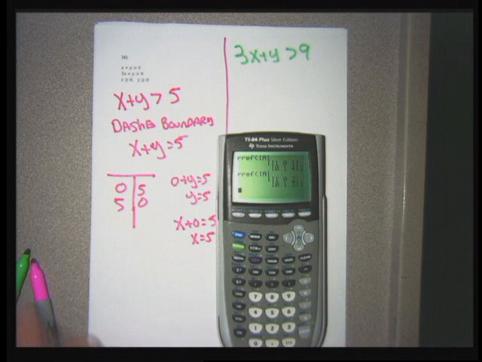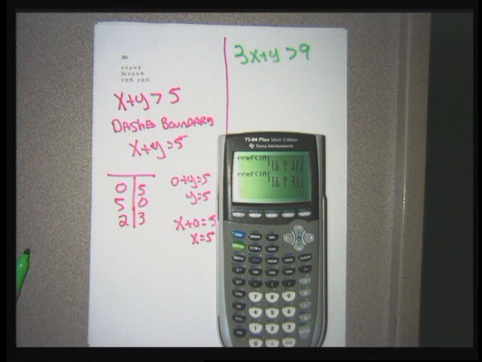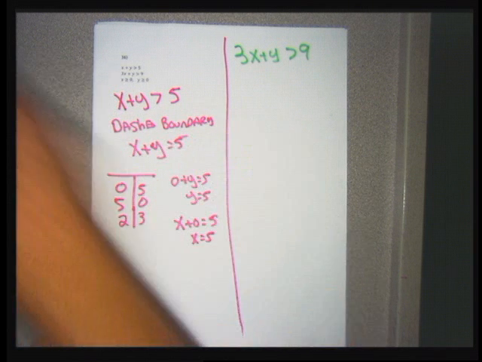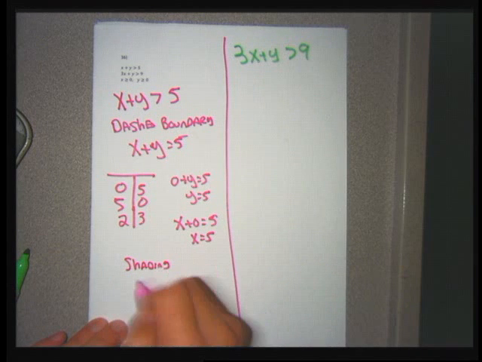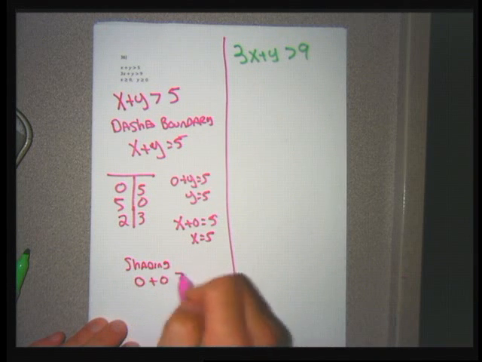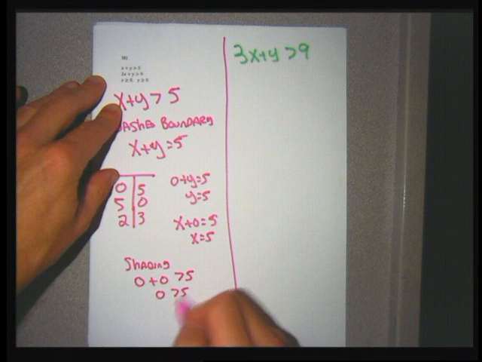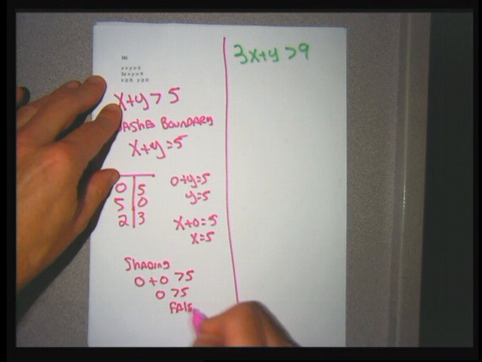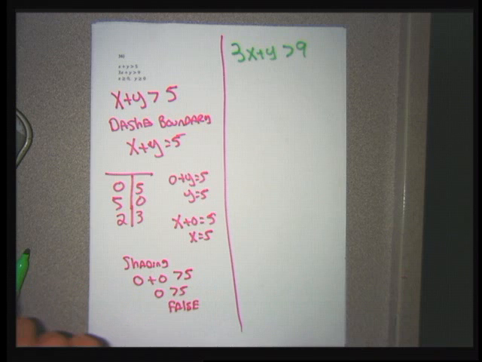And those intersect at the point 2, 3. So when I graph the pink, I'm going to graph 0, 5, 5, 0, and 2, 3. And for the shading, this is going to be shading up as opposed to down. So I'm going to go 0 plus 0 is greater than 5, plugging in zeros for the x and the y. And that tells me that 0, 0 is the false side of the line, and the side that doesn't contain 0, 0 is the true side of the line.